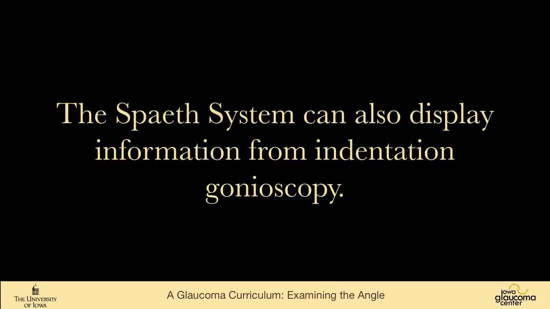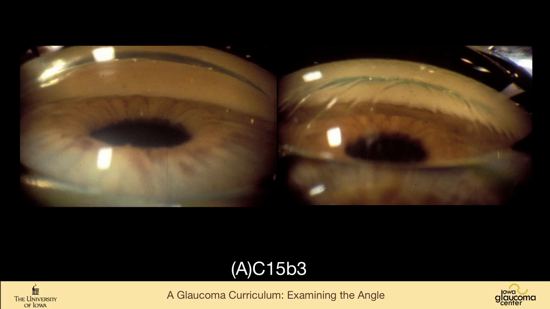One of the nice things about the Spaeth system is you can use it to display information from indentation gonioscopy or dynamic gonioscopy. So this is an angle that looks closed. There's no visible trabecular meshwork. So that would be an A. It's in parentheses because it looks like an A, but when I indent, I can see pigmented trabecular meshwork all the way down to but not past the scleral spur, so that would be a C. The angular width here is 15 degrees or so, B for bowed forward, and there's 3+ pigmentation that we can see once we indent.